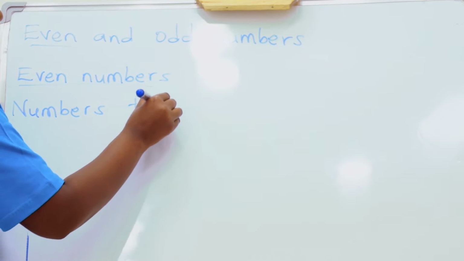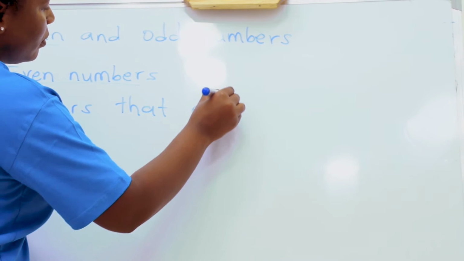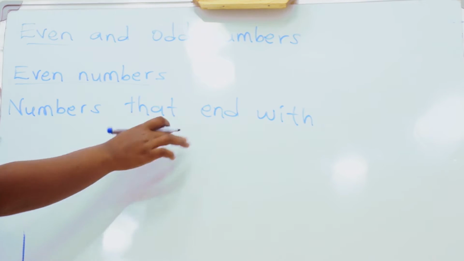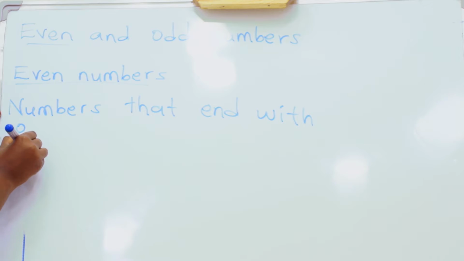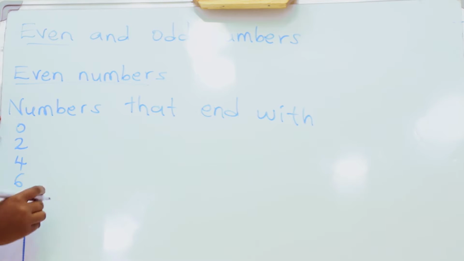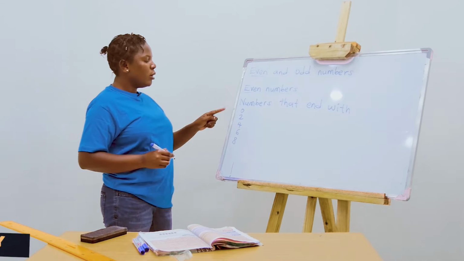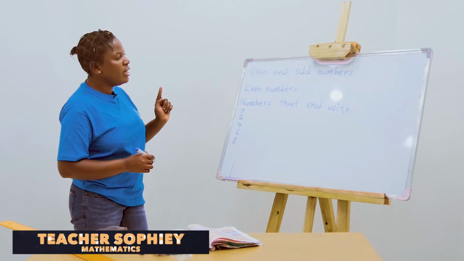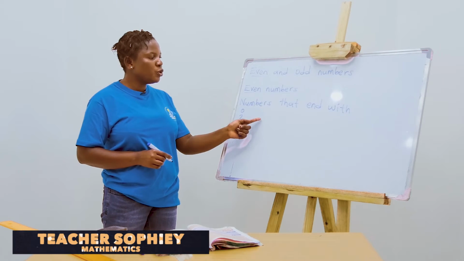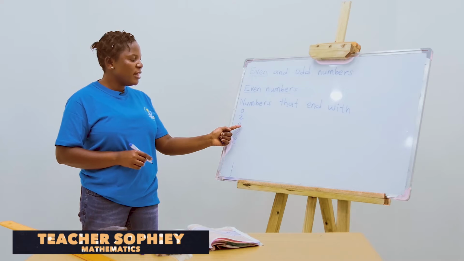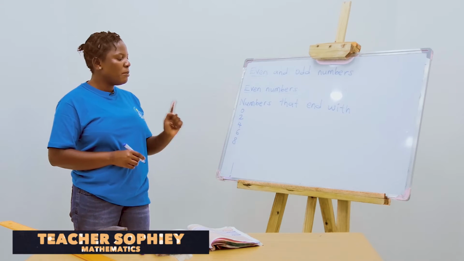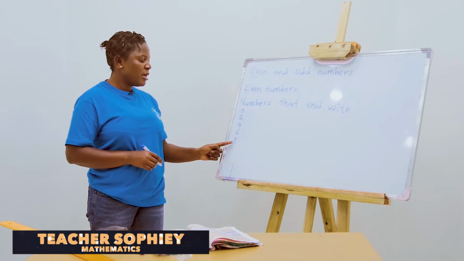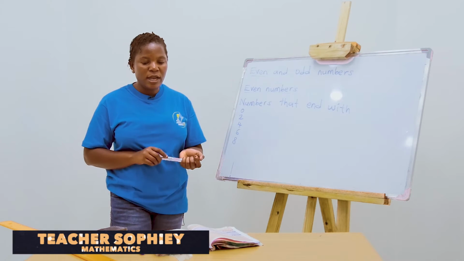Even numbers are numbers that end with 0, 2, 4, 6 and 8. So when you get a number that ends with a 0, just know that is an even number. A number that ends with 2, that is an even number. A number that ends with 4, that's an even number. A number that ends with 6, that is an even number. And a number that ends with 8, that is an even number.